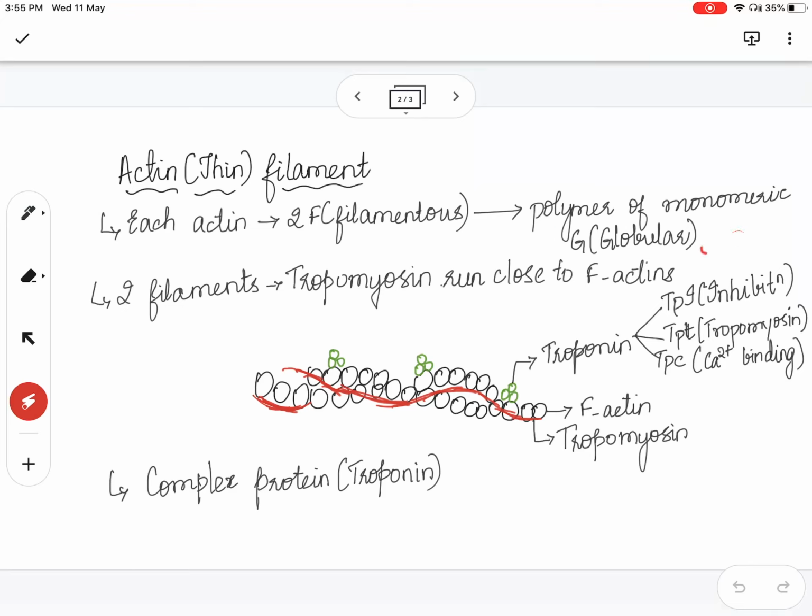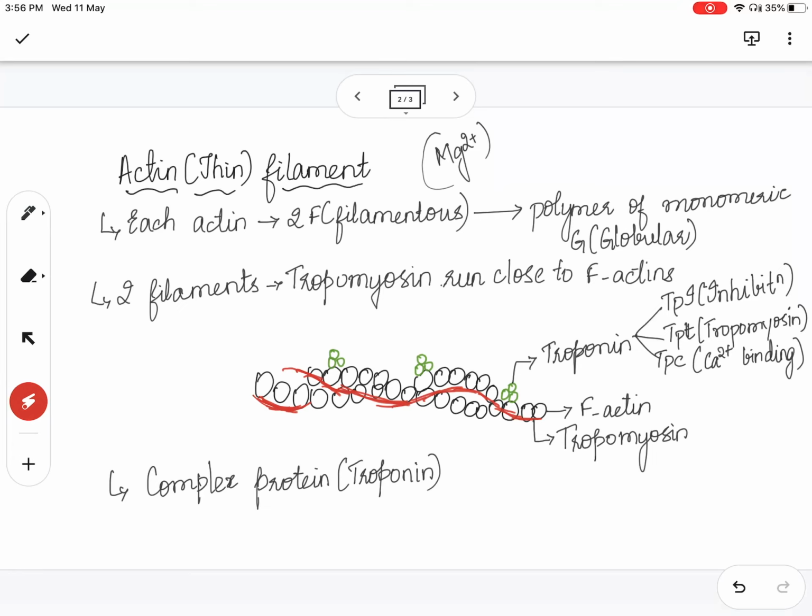Later they change themselves into what? A filamentous form. With the help of which particular ion? The answer is the Mg2+ magnesium ion. A question on this has also come. Now the two filaments have another protein also which runs close to them. If you can see the red one, that is called tropomyosin. This is another protein which runs close to this F actin throughout its entire length.